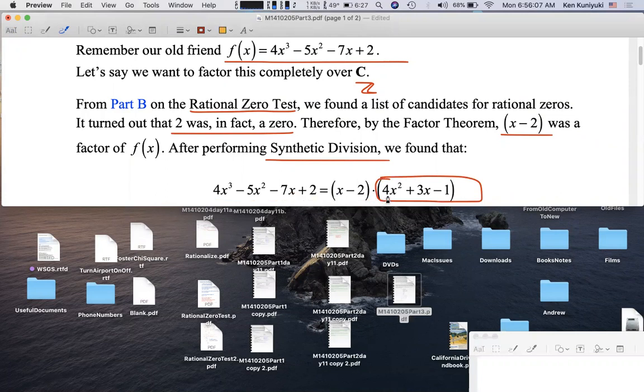This QT was 4x squared plus 3x minus 1. And actually, a lot of students would have gotten stuck there. How do we factor that thing? If you hate guessing, there's a way to do it without guessing. Because some students may not want to stare at this and try to figure it out from that.